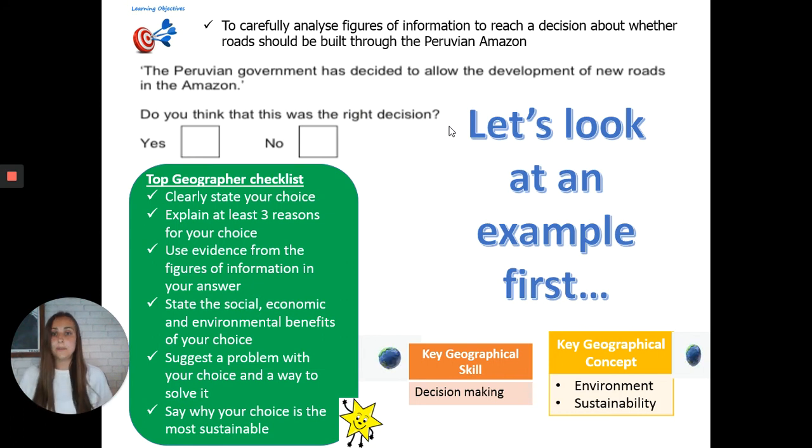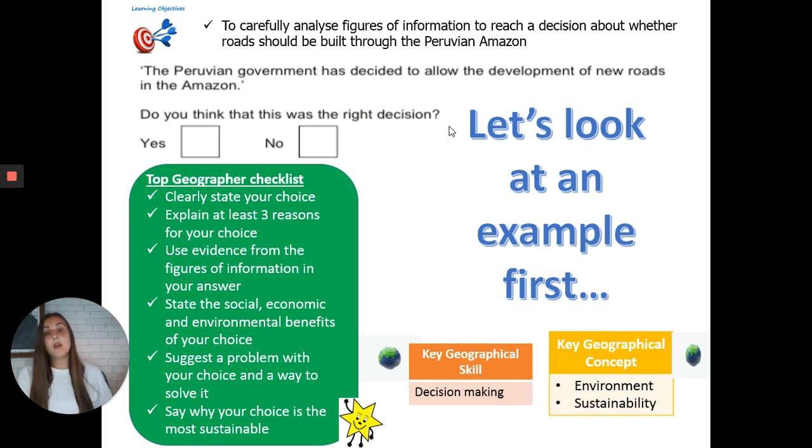So here's a little bit of a checklist when making decisions in geography. It's really good to follow this type of checklist to get the best answer. You need to clearly state your choice. Give and explain at least 3 reasons for your choice, why you've chosen that. Use evidence from the figures, so go back and look at bits in your Teams, your emails pack, and what evidence can you find to support your view, whether the roads should have been built or not.